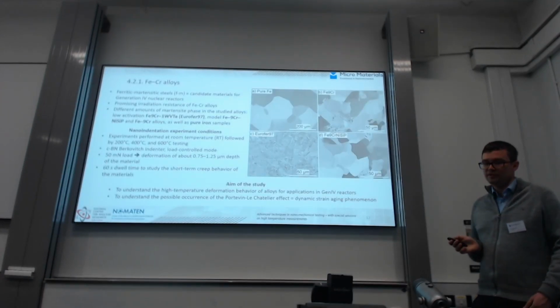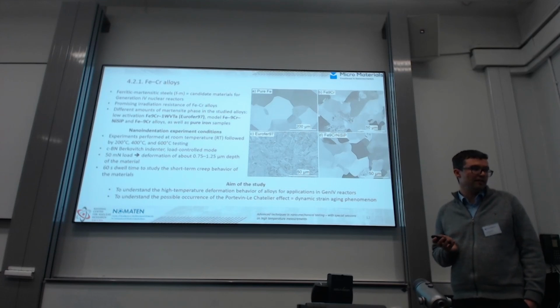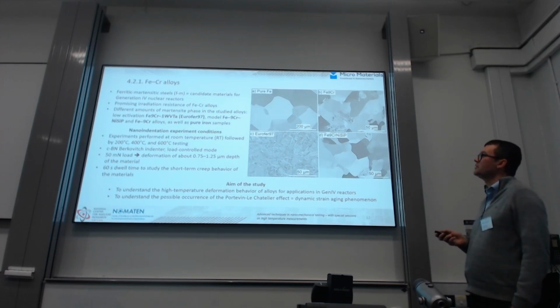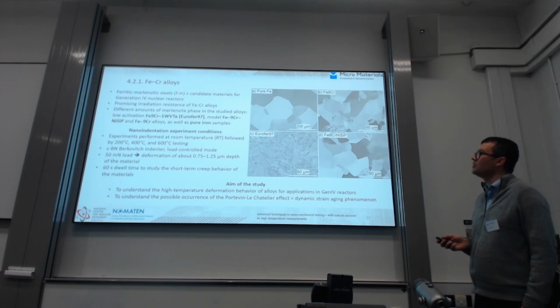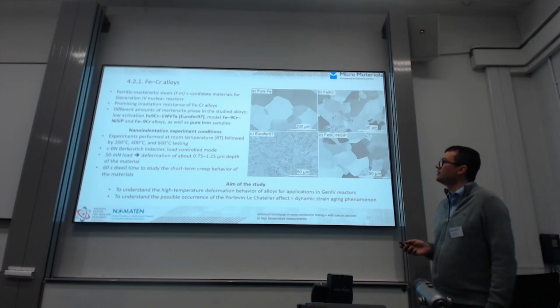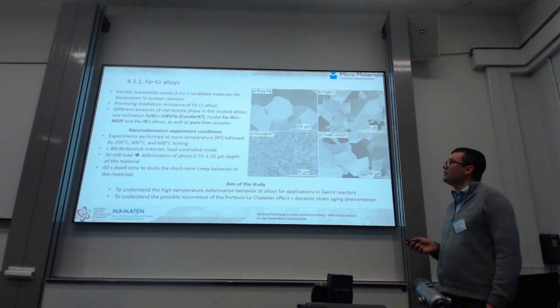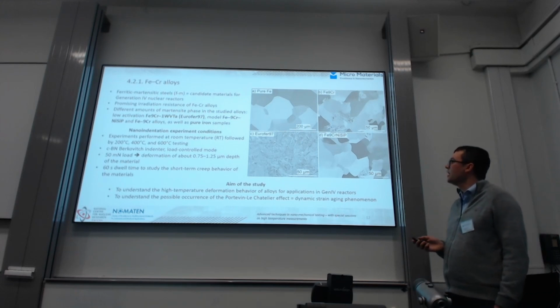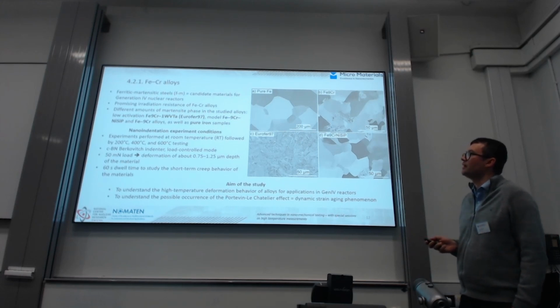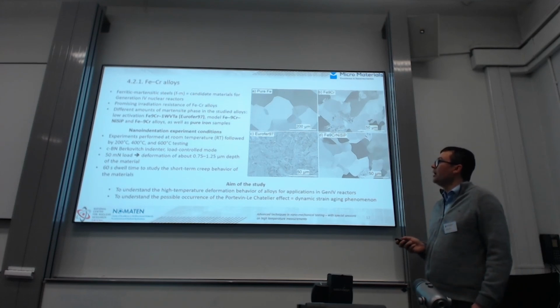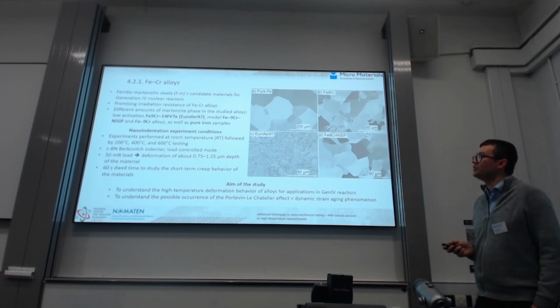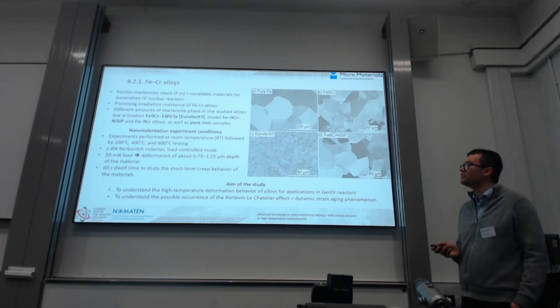And another example of the study is the study of bulk alloys. We performed tests on different alloys, mainly martensitic ferritic steels, and also pure iron. Especially Eurofer 1907 is a very promising candidate for application in generation 4 nuclear reactors and in some parts of fusion reactors. And we also perform nanoindentation at room and high temperature using a Berkovich indenter.